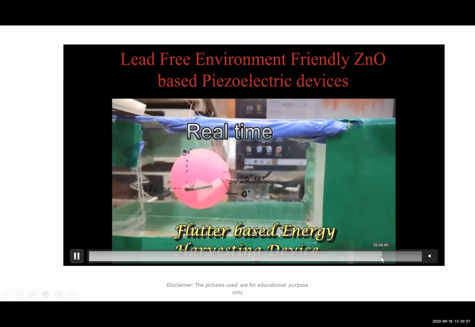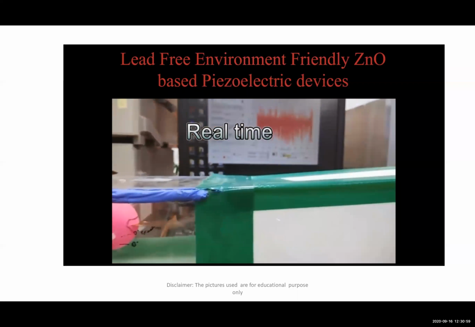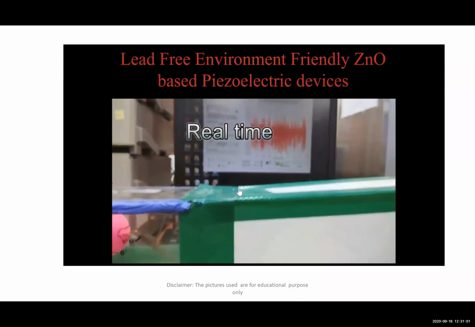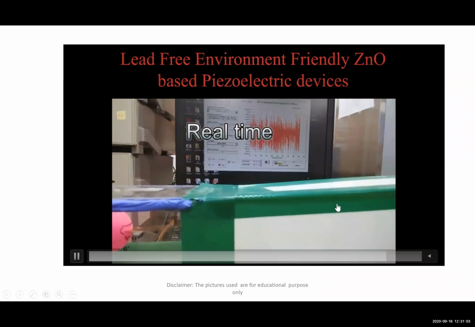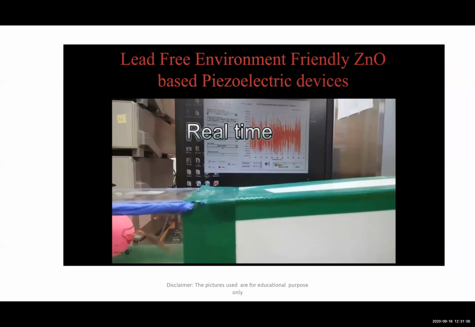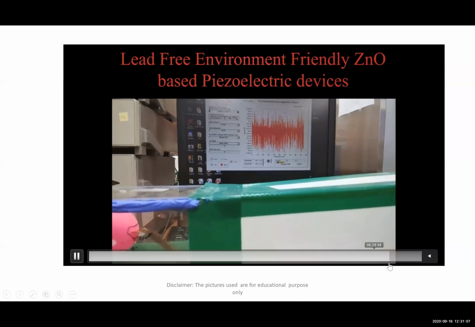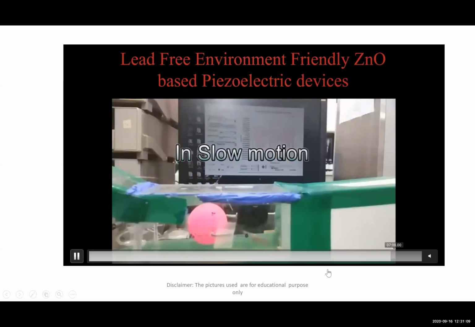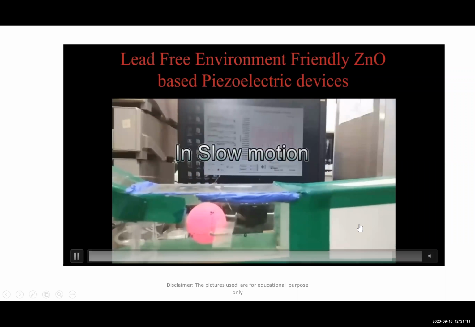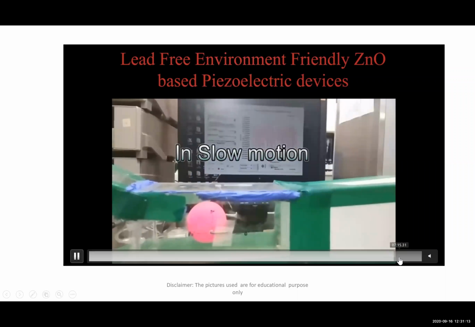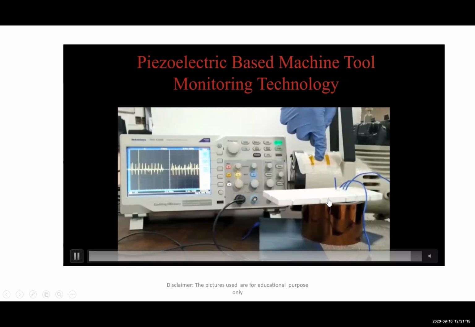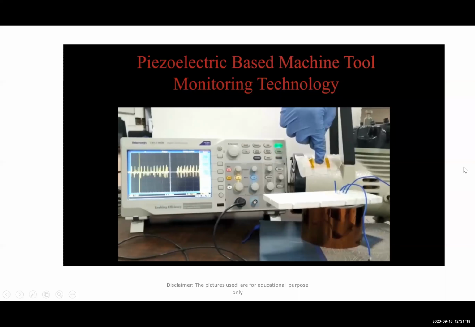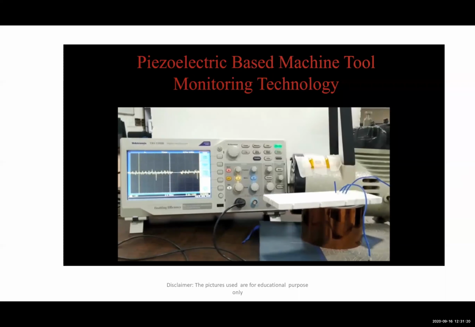So this is an energy harvesting system which we have developed for harvesting energy from a fluttering flag. Basically, this is a complete wind tunnel experiment. Through the wind tunnel experiment, we were trying to harvest the energy. We studied different motion conditions in detail. Okay, so this is a peculiar unit which we have developed for harvesting energy from a machine tool, so that we can look into the machine tool sustainability of it.